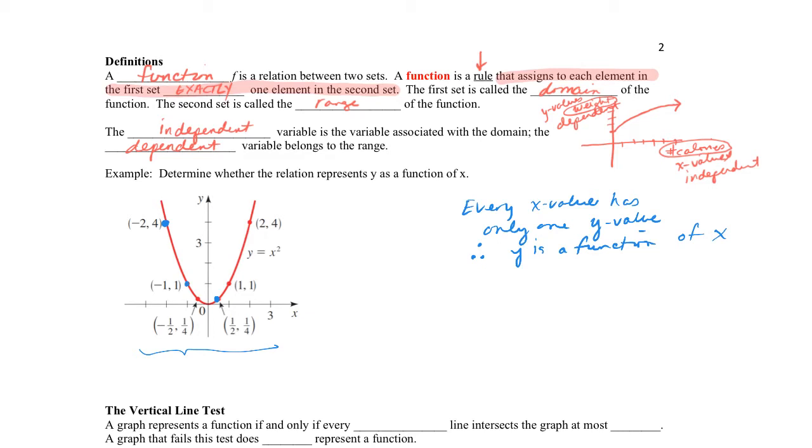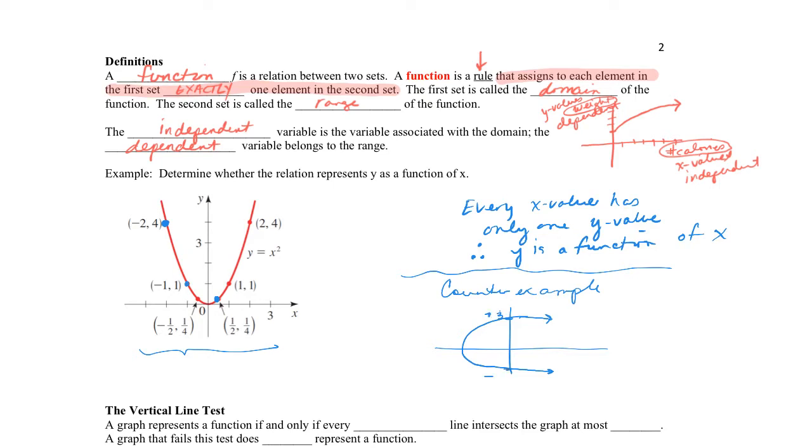Now, let's come up with a counterexample. Sometimes it's easier to understand if you know what it doesn't look like. Maybe I have a graph that looks something like this, a sideways parabola. Let's create some values here. This value will be 3. This can be -3. We'll create a point here at 2.